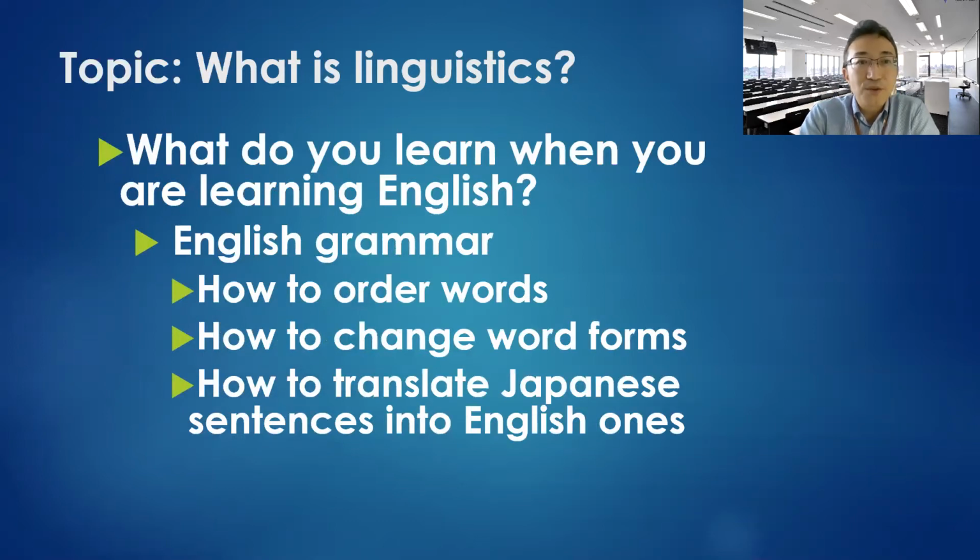You also have to learn English grammar. Grammar means how to order words in a sentence and how to change word forms. That's what you have to learn. And how to translate Japanese sentences into English ones or vice versa. You have to be able to translate English sentences into Japanese ones. Okay? So these are the things you have to learn when you are going to learn English grammar. Okay? It's a matter of fact.